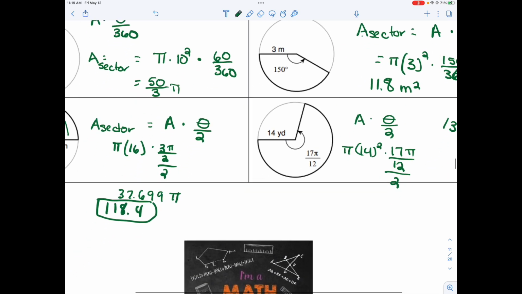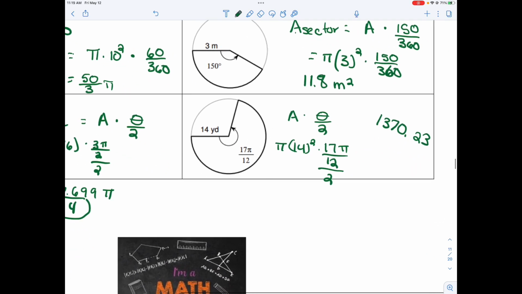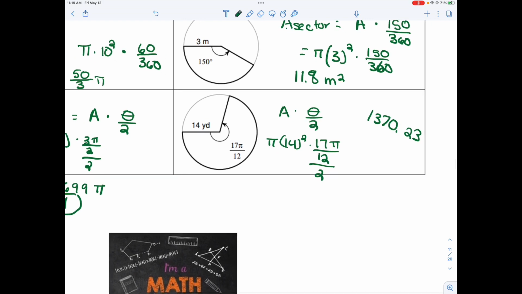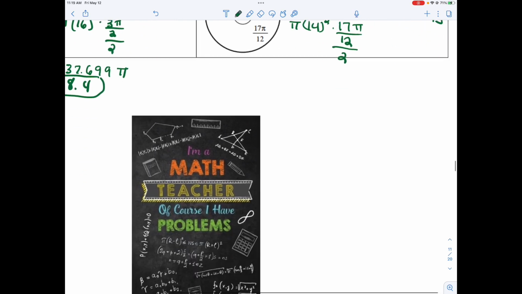Okay, so that's how you find the area of a sector. It's just basically the formula: the area of the circle times theta divided by 360 if it is in degrees, and pi r squared times theta over 2 if it's in radians.